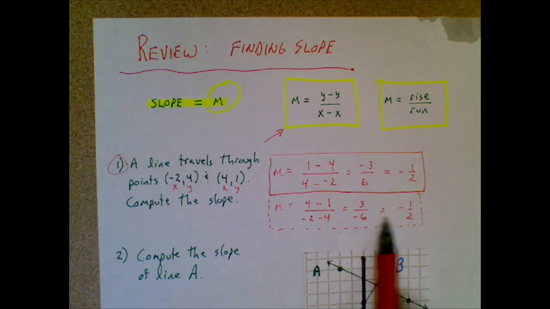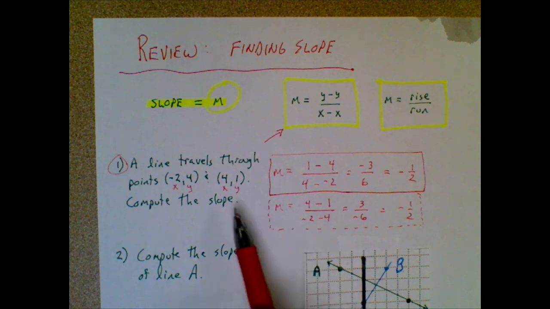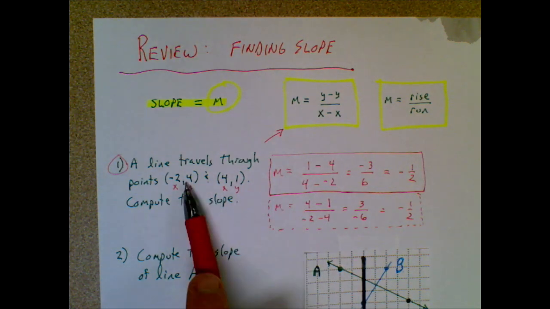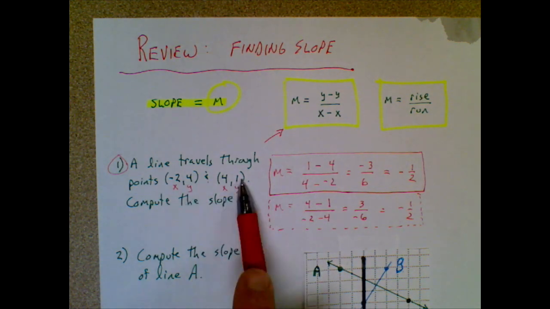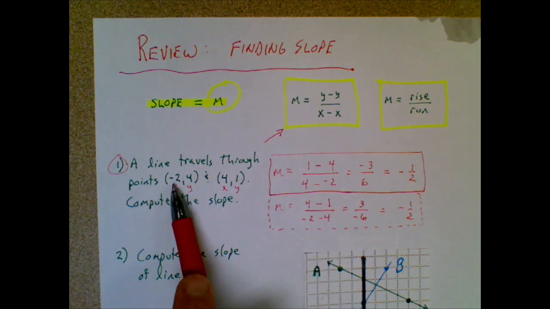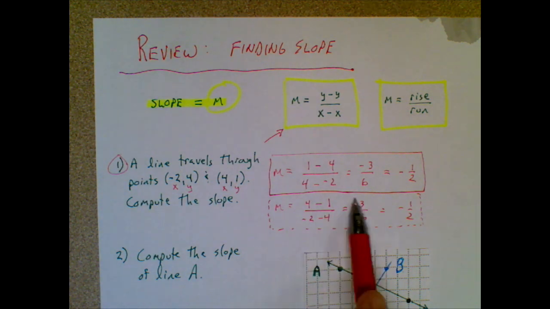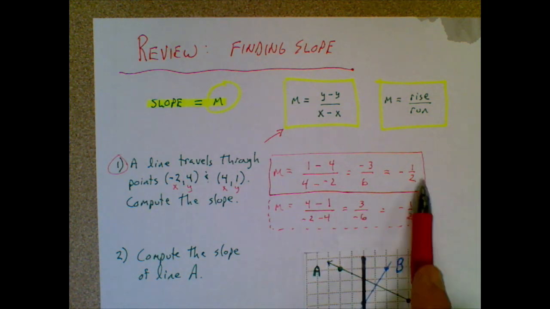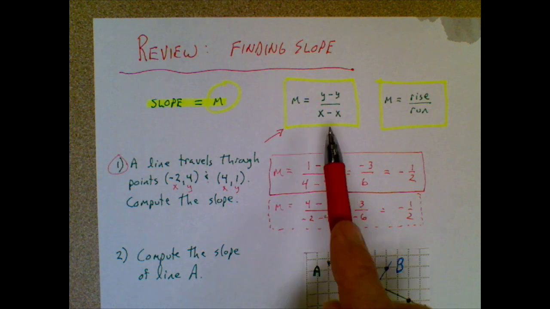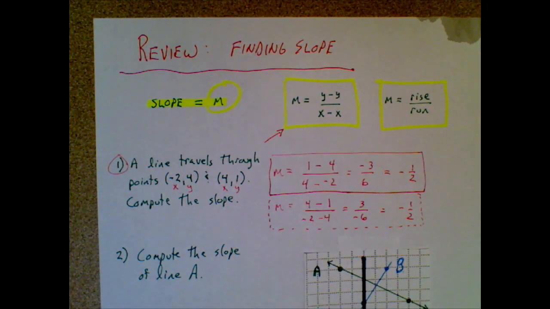In the example that you see right underneath it, I used the same 2 points, but now I went in the opposite order. For my y minus y in the numerator, I went 4 minus 1. That means I need to go the same order with the x's, so negative 2 minus 4. And by the time I simplify it, I wind up with the same answer. So it doesn't matter what order you go in the numerator as long as you follow the same order in the denominator.